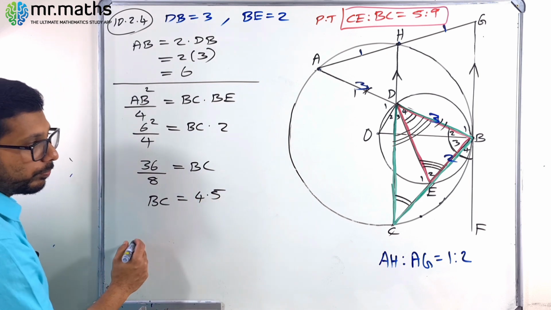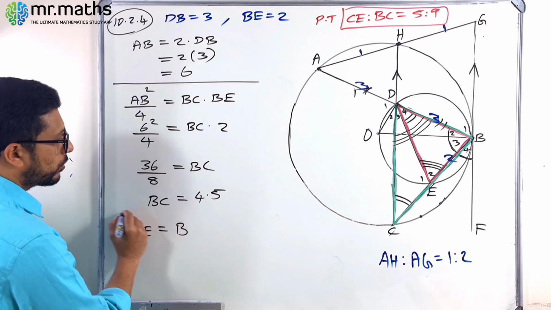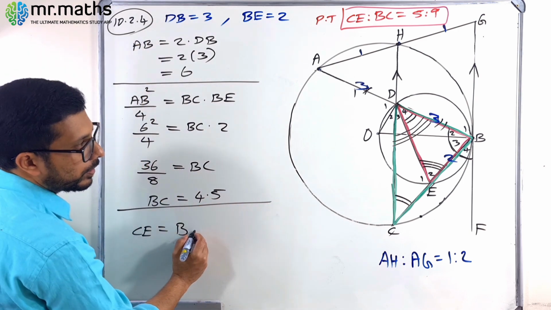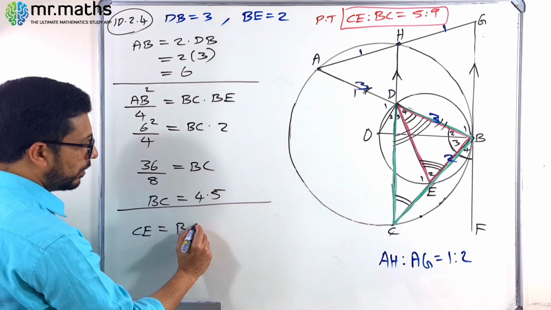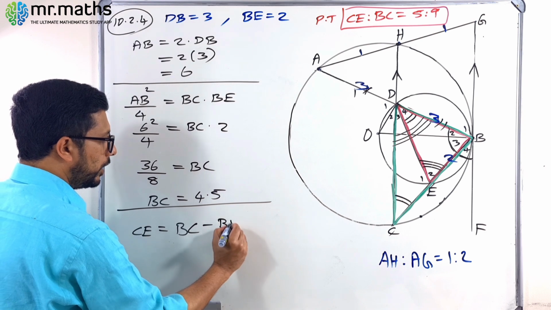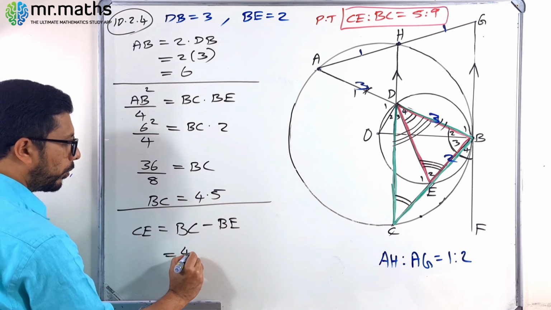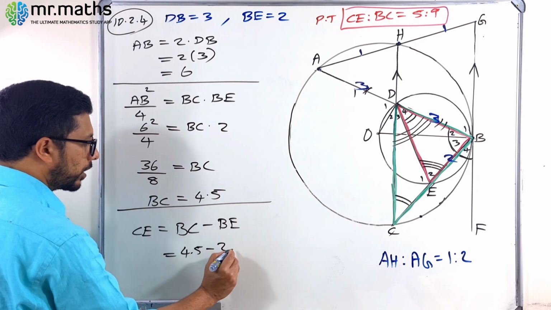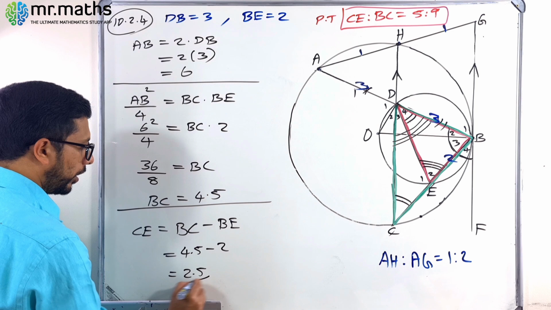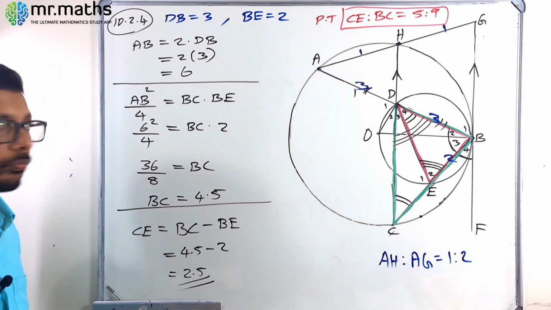Do you remember the one that we wrote here? CE is equal to BC minus BE. So this is the end; we are in different steps. Now we know what BC is. BC is 4.5, minus BE, which is given in the question as 2. So it is 2.5. So it means that the value of CE is 2.5.